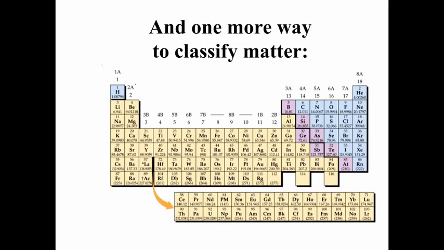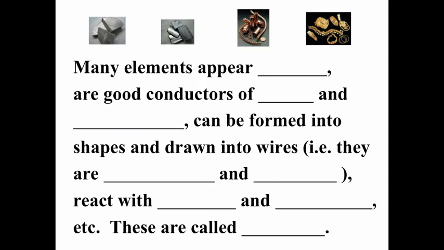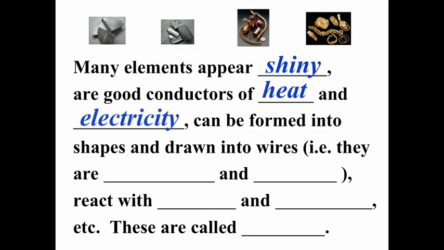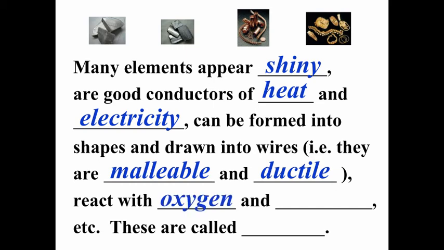One more way we can classify matter is by noting that there are a number of elements that appear shiny, and several are shown on the slide here. These elements conduct heat and electricity very well, and they can be drawn into wires and formed into shapes. The term for being able to be formed into a shape is malleable, and the term for the ability to be drawn into a wire is ductile. These substances also react with oxygen and with water as well as other things, and these of course are known as metals.